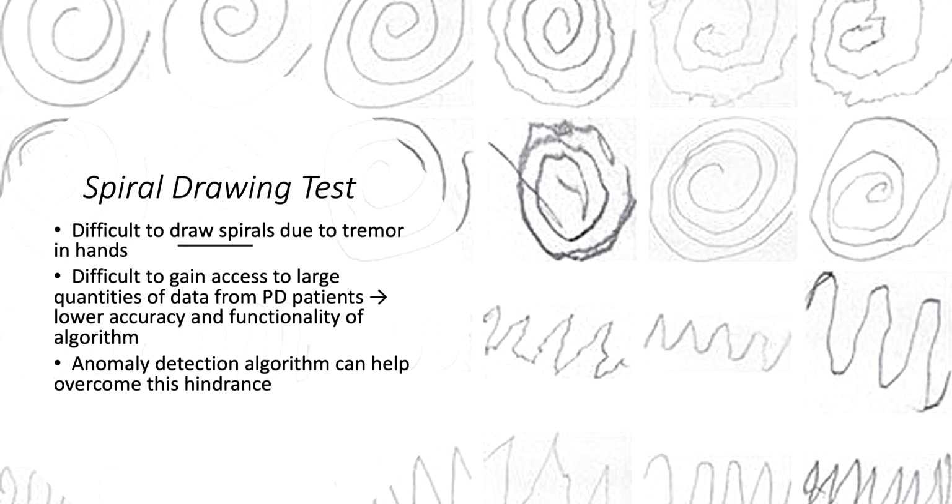However, an anomaly detection algorithm can help overcome this hindrance. This algorithm only requires data from healthy people and thus can be accumulated without much difficulty. Using this method, a more accurate method of diagnosis can be developed and implemented in hospitals as well. Overall, our investigation consists of two main parts: the conventional spiral drawing classification and anomaly detection.